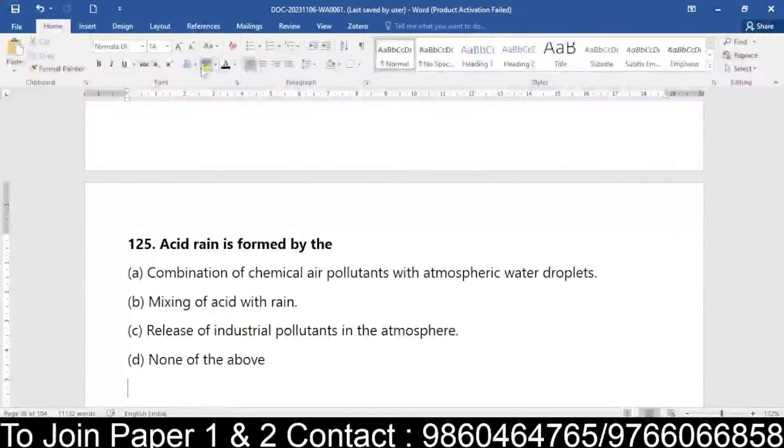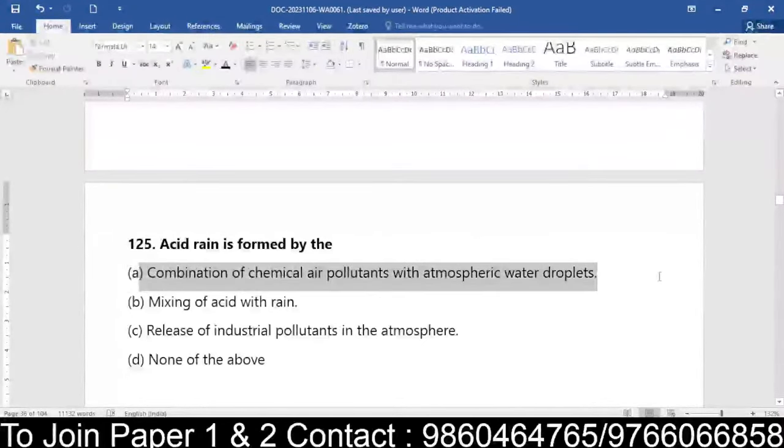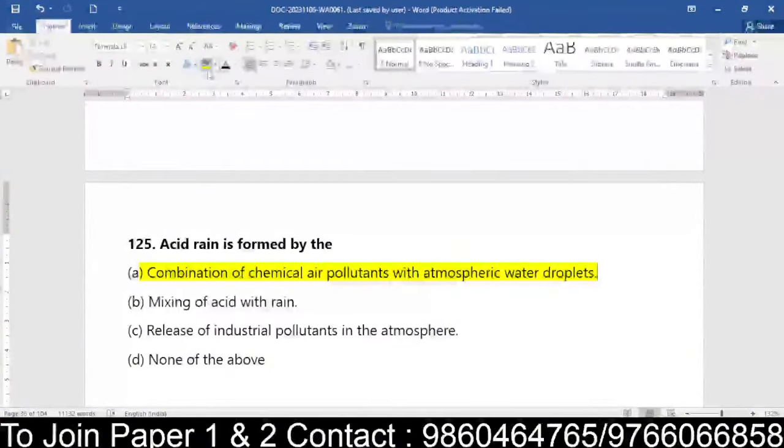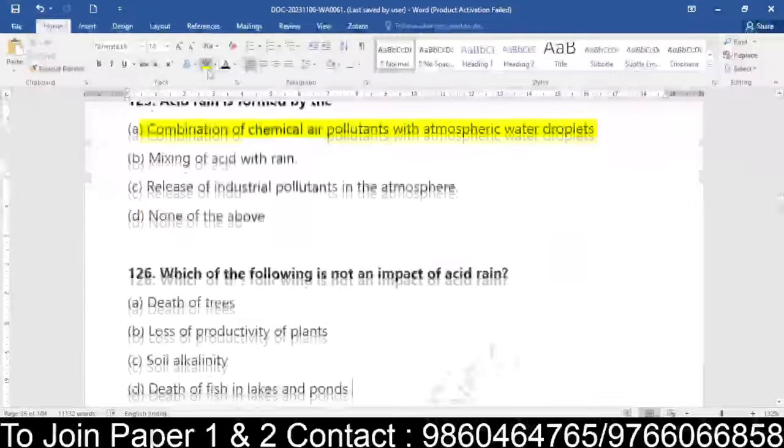Which of the following is acid rain formed by? You have to answer the question. It is formed by a combination of chemical pollutants mixing or release, or none of the above. Acid rain is basically formed by the combination of air pollutants with the atmospheric water droplets. This is how acid rains are formed. Very good, many of you have answered rightly.